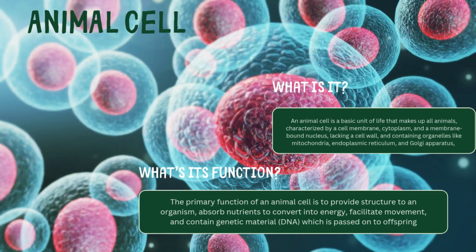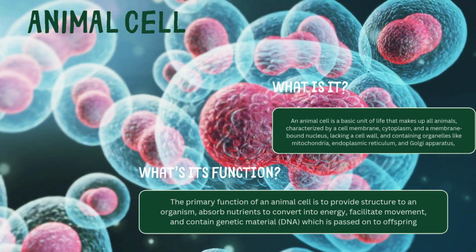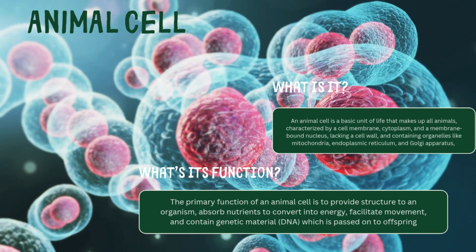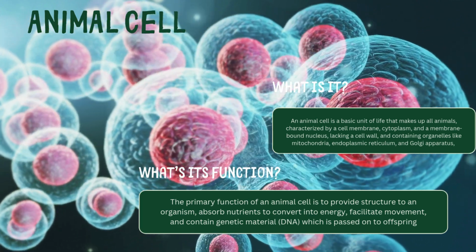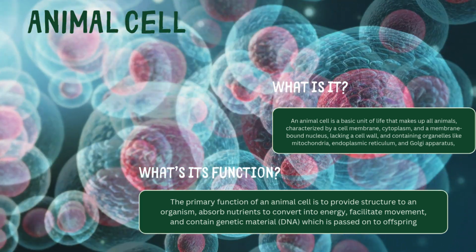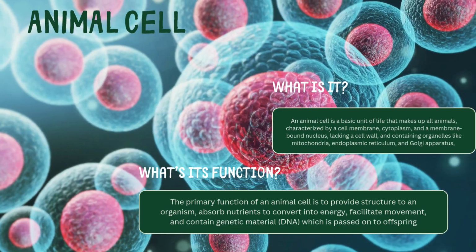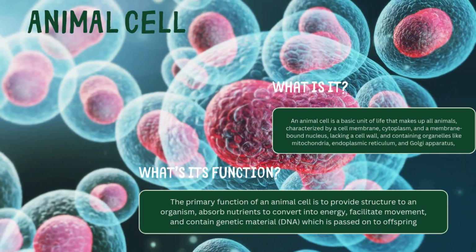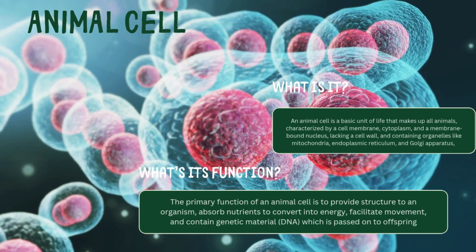Now let's look at animal cell. An animal cell is a basic unit of life that makes up all animals, characterized by a cell membrane, cytoplasm, and a membrane-bound nucleus, lacking a cell wall, and containing organelles like mitochondria, endoplasmic reticulum, and Golgi apparatus.